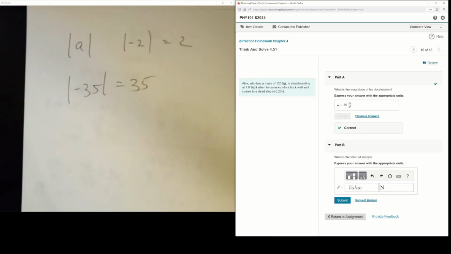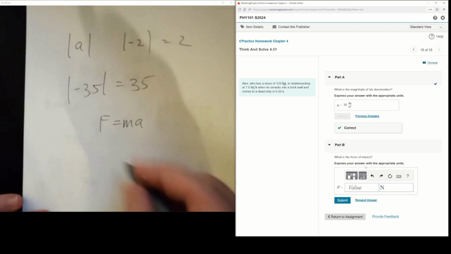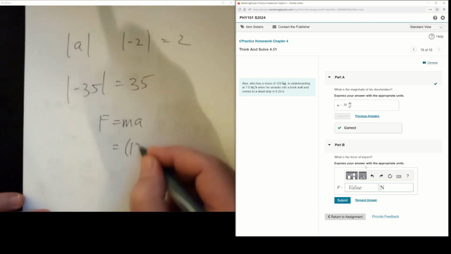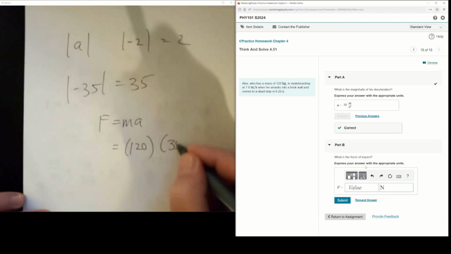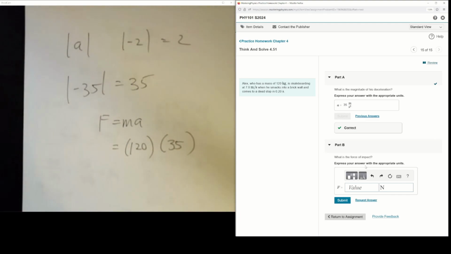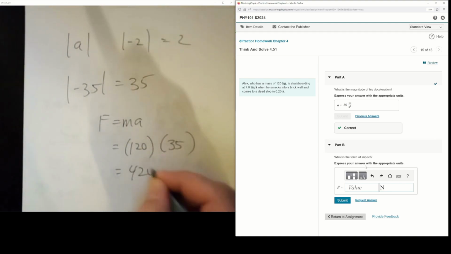And then what is the force? So force, Newton's second law, ma. Alex's mass was 120. We just figured out the acceleration is 35. So let me get my calculator out. It'd be 4,200.